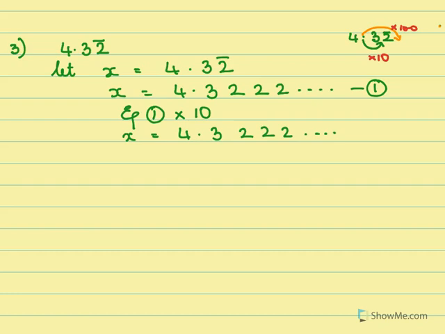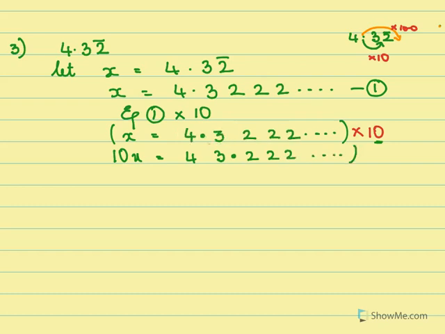x equals 4.3222. I multiply it by 10. On doing so, I get 10 into x, that is 10x. I'm multiplying by 10, so my decimal is going to shift, and I'm going to get 43.222. I call this equation 2.